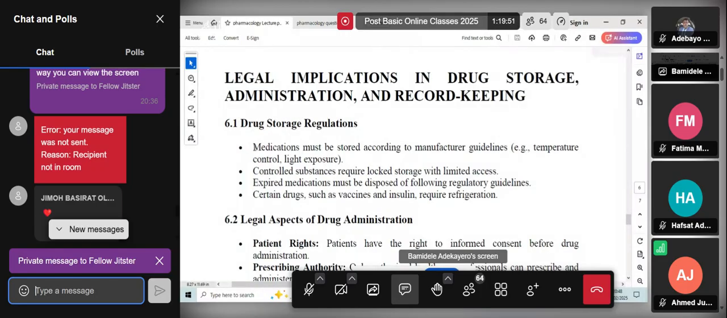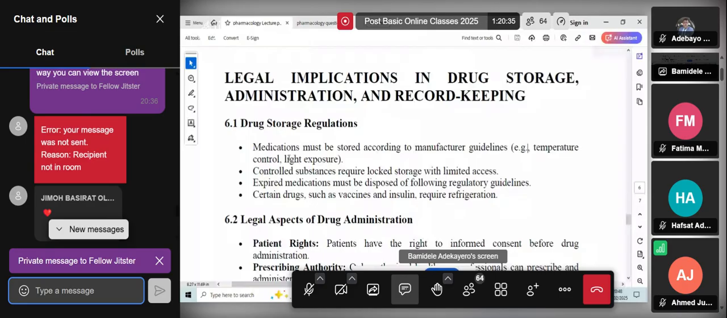The storage. Medication should be stored according to the manufacturer's guideline. Very, very important. We have temperature control here. For instance, your insulin, that's a very common example. Insulin should be kept where? In the fridge. Unopened insulin should be kept in the fridge. If there's unopened, unused insulin that is kept just on the trolley at room temperature, you should destroy that medication, because if you give it, it is not going to have the effect you expect. The potency of the medication is gone.